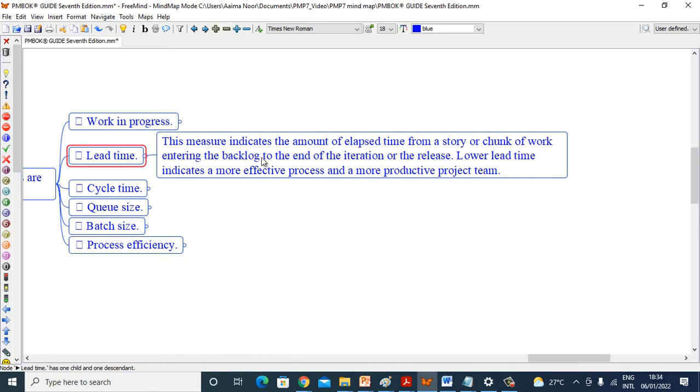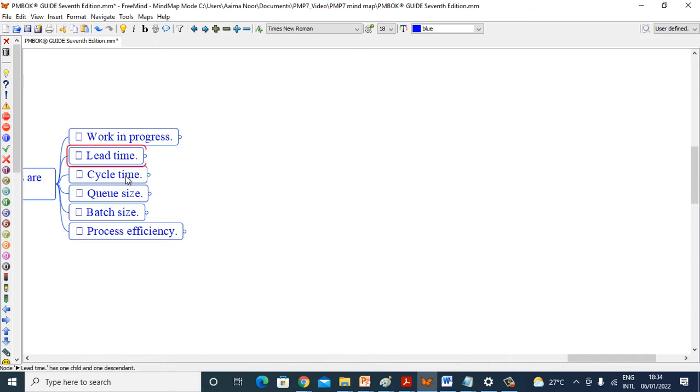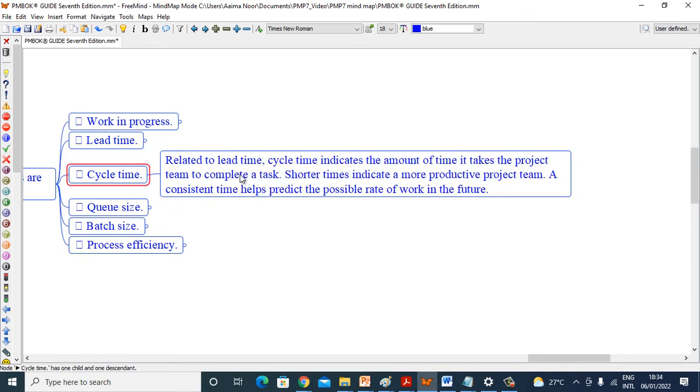Lead time. This measure indicates the amount of elapsed time from a story or chunk of work entering the backlog to the end of the iteration or the release. Lower lead time indicates a more effective process and more productive project team. Cycle time. Related to lead time, cycle time indicates the amount of time it takes the project team to complete a task. Shorter times indicate a more productive project team. A consistent time helps predict the possible rate of the work in the future.